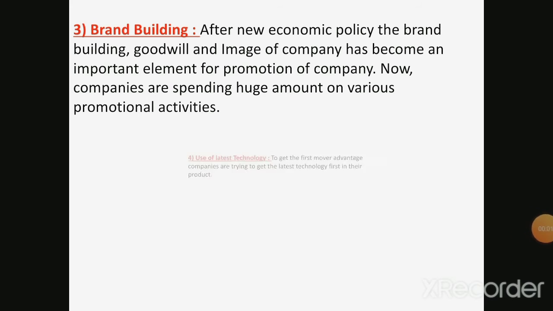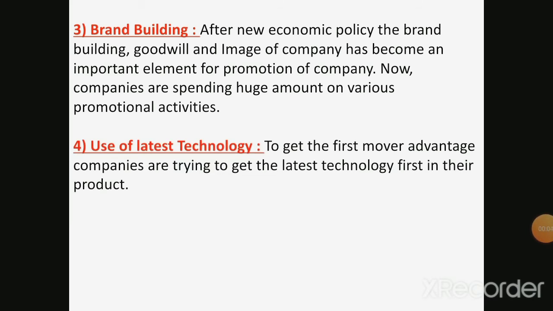Next is use of latest technology. So to get the first mover advantage, companies are trying to get the latest technology first in their product, which means their products are built with the latest technology from which the companies can get more advantage. But with that, the expenditure on research and the development department is increased by all the companies. Change in technology is very important for all the companies, especially companies in IT, computer, laptop, phone manufacturing, etc. So all these companies needs the latest technology product.